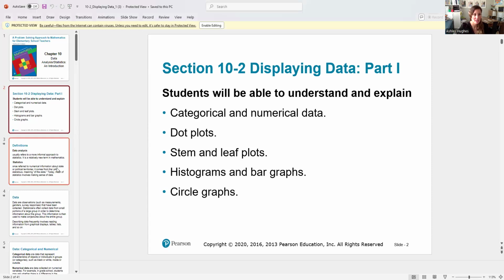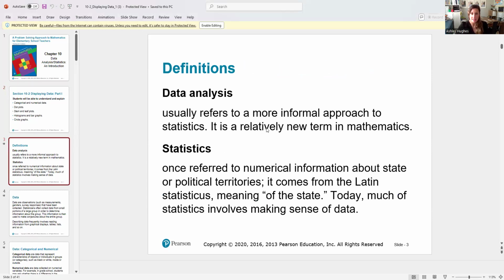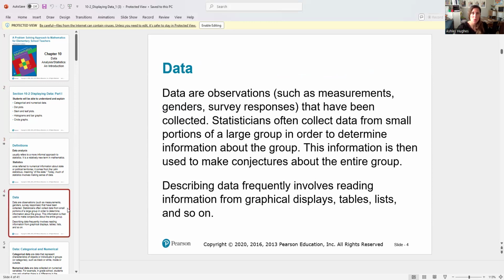So definitions that are important here. Data analysis usually refers to a more informal approach to statistics. So that is just kind of looking at the data, and it's kind of informal. Statistics was once referred to numerical information about the state of political territories. It comes from the Latin word statisticus, meaning of the state. There's a whole course on statistics that you may take later on in your college career, and this is just skimming over the surface.